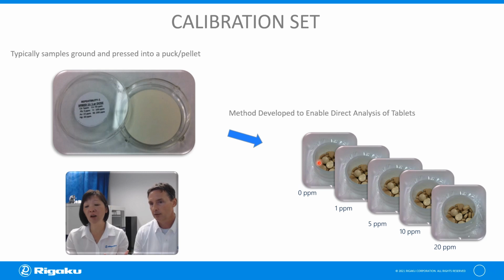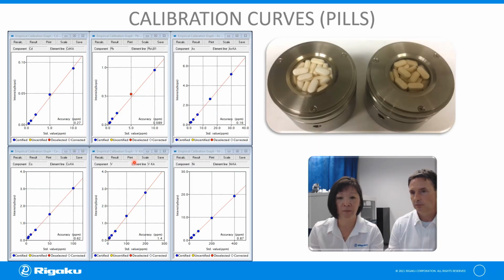Right, and once you get all the one concentration in, we just poured it into a cup and then built a calibration using that in place of the big pressed pellet here. And lo and behold, we got a good calibration.